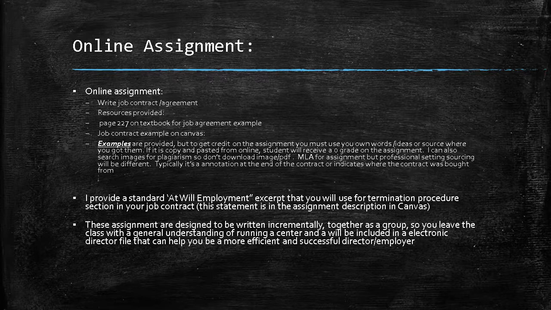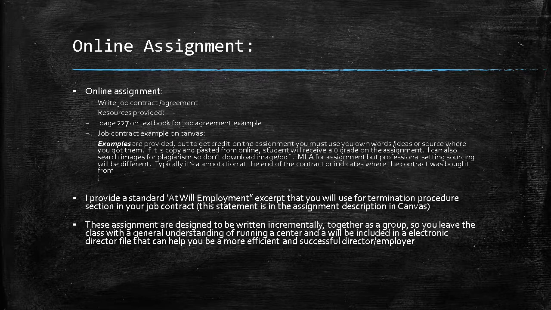So we are going to be writing a job contract, which is sometimes also called an agreement. So I've provided some resources on page 227 of your textbook. There's a job agreement example. And then I'm also going to post another job contract example on Canvas. These examples are provided to help you start thinking about what you would want from an employee. What would be the essential functions of their job in order to carry out the childcare that you want within your own center? So if you're a teacher right now, you are thinking about what you're doing now and what your essential job functions are. If you're a director, what do you expect from your teachers?